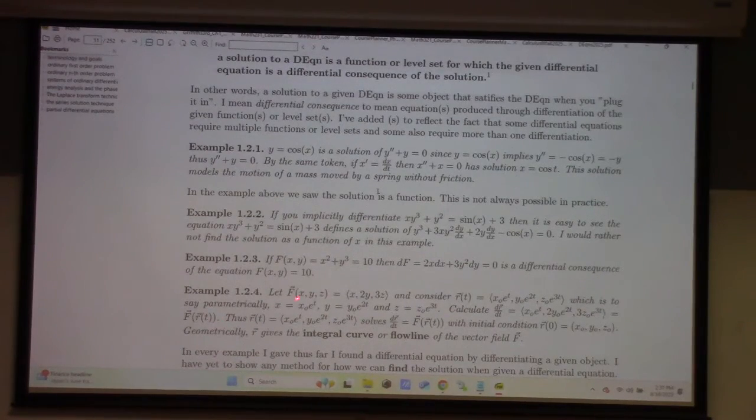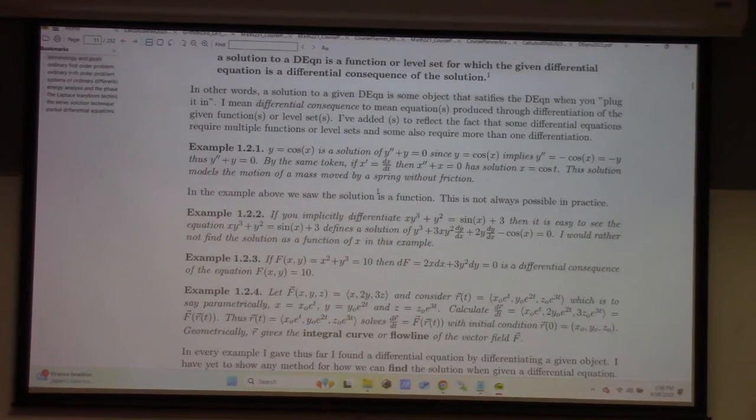Here's another one. If we had a vector field x, 2y, 3z, and we look at the path x naught e to the t, y naught e to the 2t, z naught e to the 3t, in other words, parametrically, x equal to that, y equal to that, z equal to that, if you calculate dr/dt, you get this, right? But that's exactly f at x, y, z. It's f of r of t, right? So if I plug this r into the differential equation, dr/dt equals f of r of t, it works. So this path solves this differential equation for this given vector field.